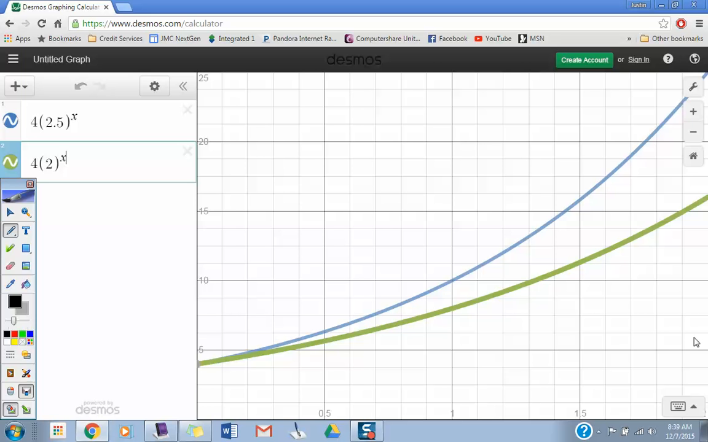Guys, what do you notice right here? This is the point 0, comma. Well, let me just click on that point. On the x-axis, this point is 0, comma what? 4. What's the starting value for both of these exponential functions right here? 4. Okay, they both start at 4.